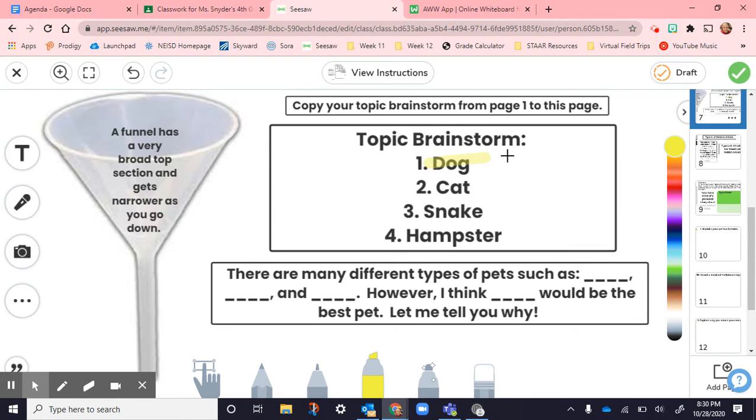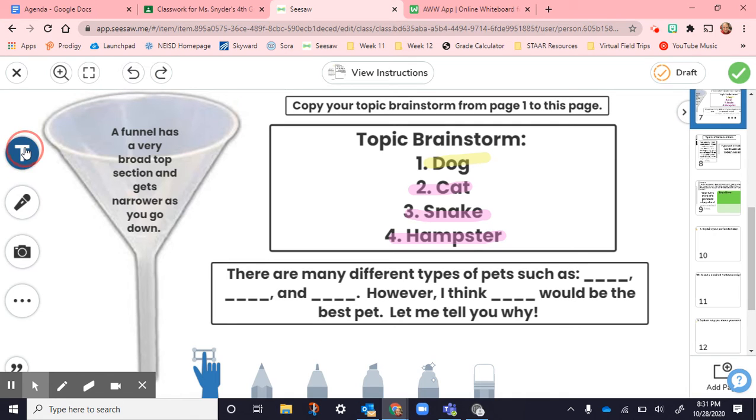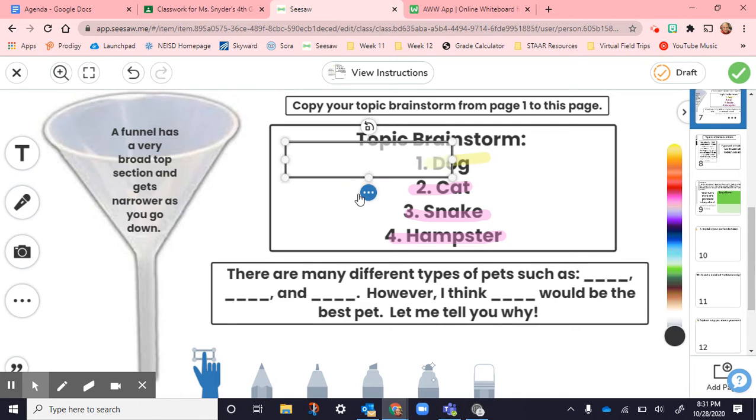I've gone with dog. All right, so with the funnel, why I had you pick 4 is because I was leading you into this. So with the funnel, you start broad, just like the funnel, and then you get narrower. So these other 3 choices that you did not pick, on mine I had snake, hamster, and then the cat. I'm going to take those and add them down below.